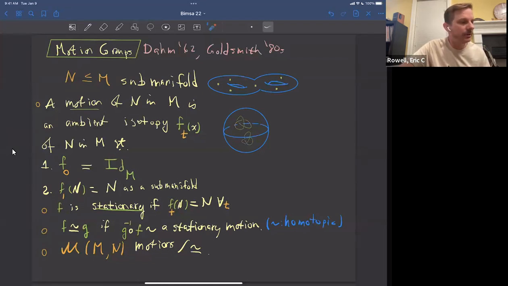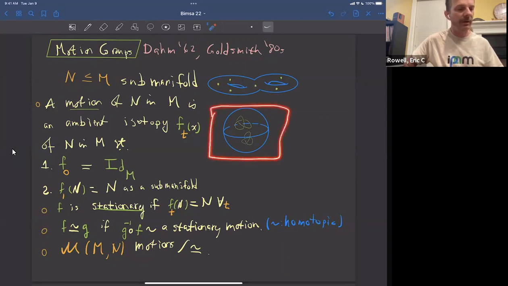So what's going on here? Don't worry too much about the details here, but the idea is you have some submanifold. So you have M a manifold and N a submanifold. So M could be, for example, a torus or a surface of genus 2, and N could be a collection of points. Or M could be the 3-ball with some trefoil knots embedded in it. That could be your N.